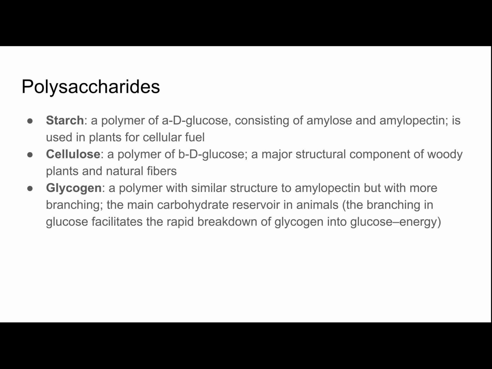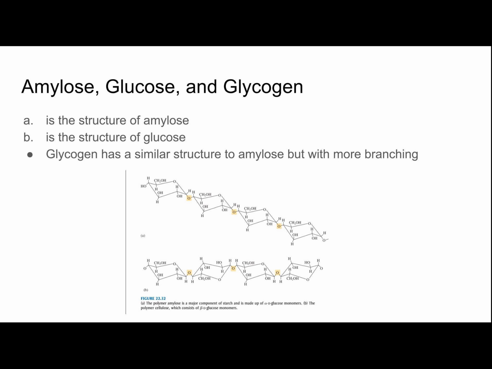Basically, the branching in the glycogen allows rapid breakdown, which can be converted into glucose, which is used by mammals for energy. Here's the structure of amylose and amylopectin, and you can imagine the structure of glycogen. It will be the same as amylopectin, but it's going to have some more branching going on. So A is the structure for amylose and B is the structure for amylopectin in the diagram below.